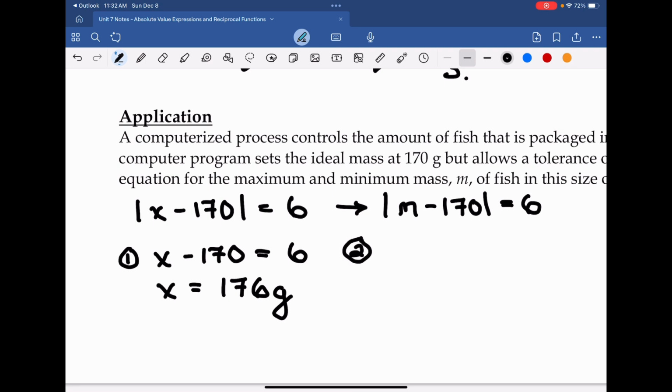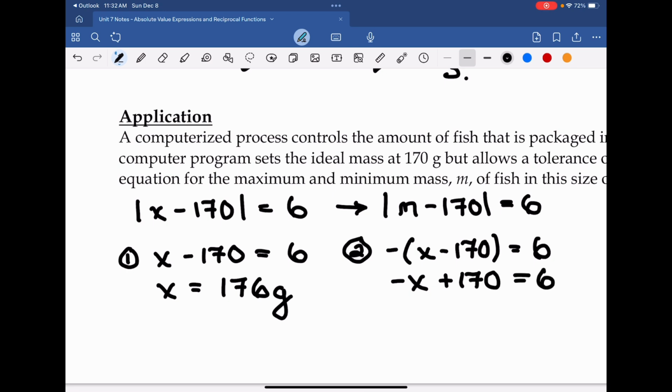For step number 2, we want to solve for the minimum amount. I'm going to go with the negative variant of this, so negative x minus 170 is equal to 6. I distribute the negative, making it negative x plus 170 is equal to 6. I then subtract the 170. This gives me negative x is equal to 6 minus 170, which is negative 164. I end up getting that x is equal to 164 grams.